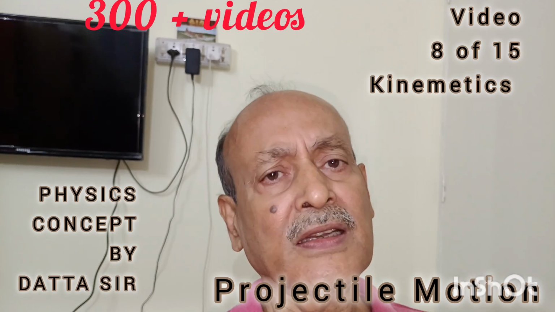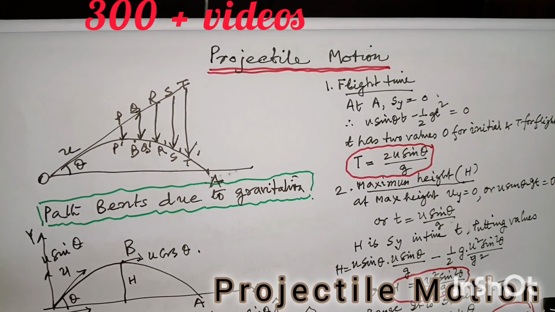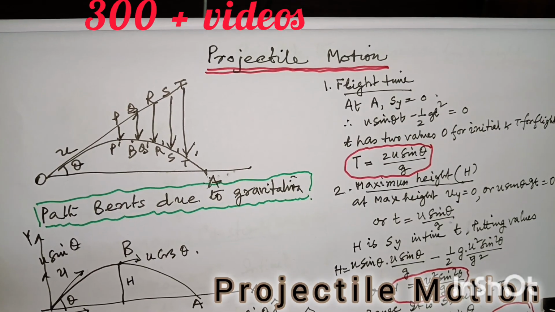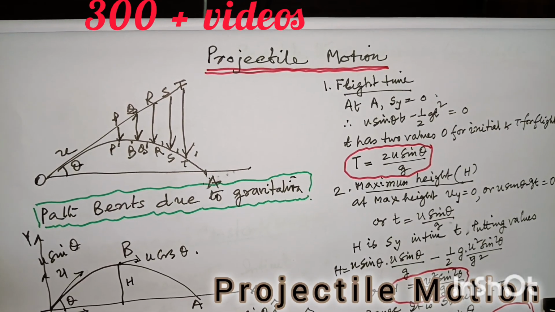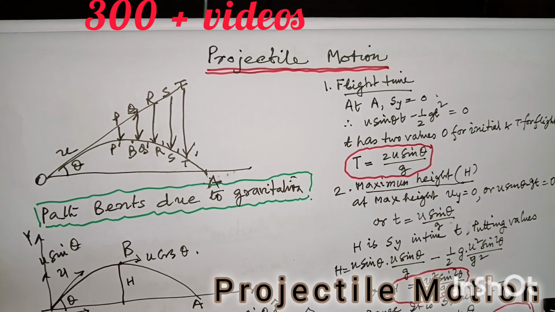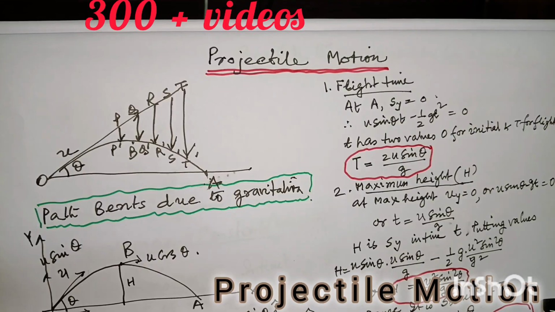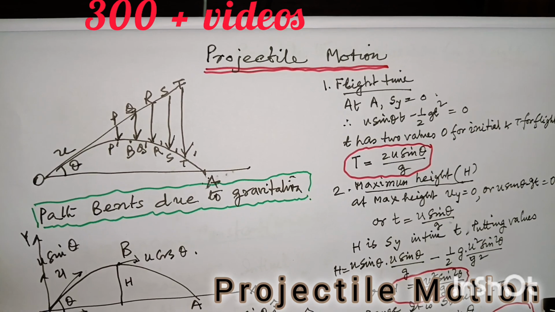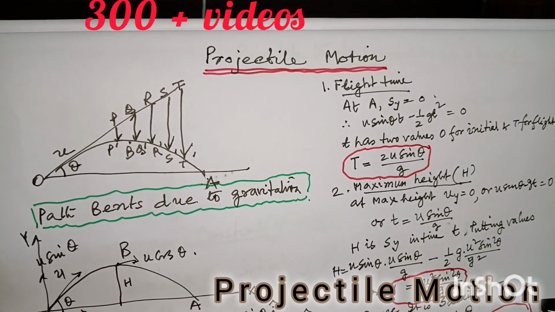Projectile motion. That is a very important concept in physics. Projectile is when something is thrown from the ground at some angle. If it is thrown vertically upward, it will go to some height and then it will come back vertically again. But if it is thrown with a certain angle with the ground, it will go up to a certain height and fall at some distance following a curved path, which is called a projectile.